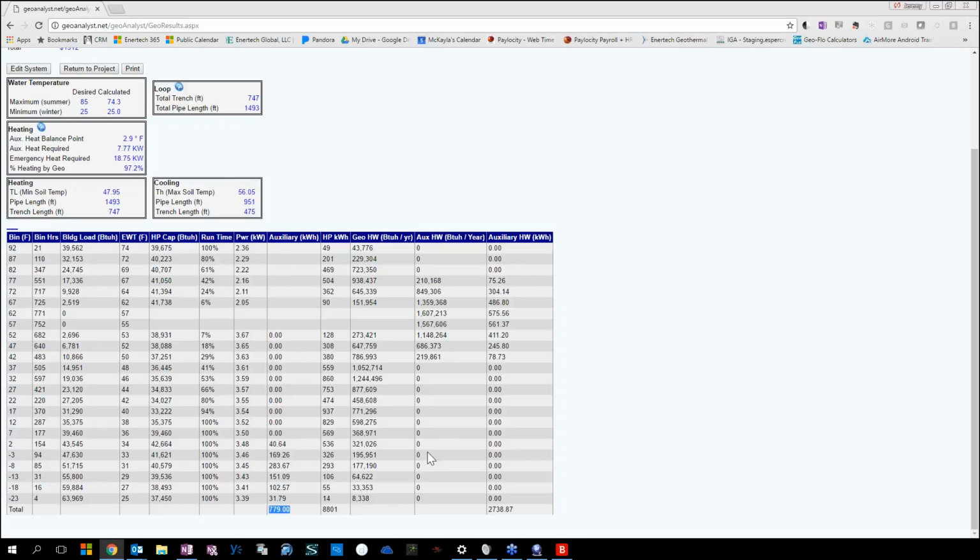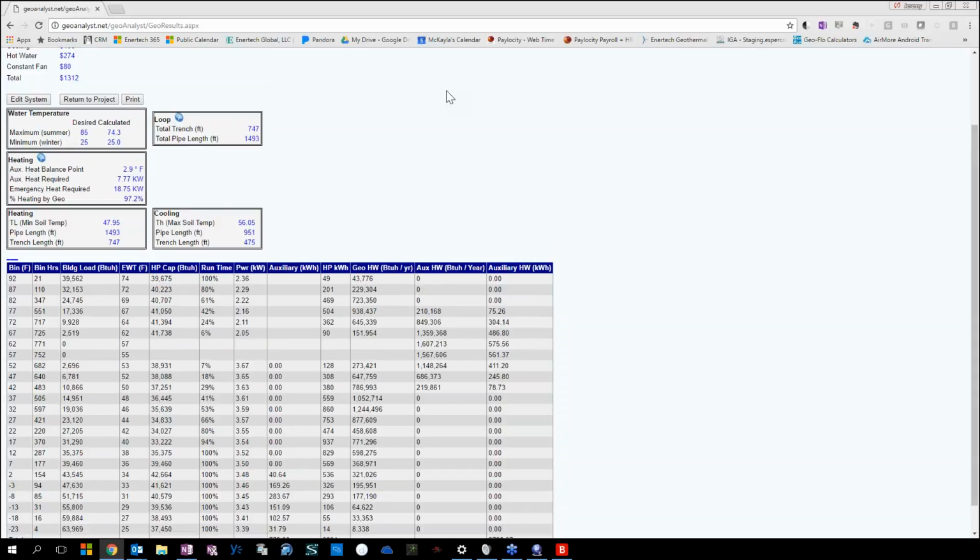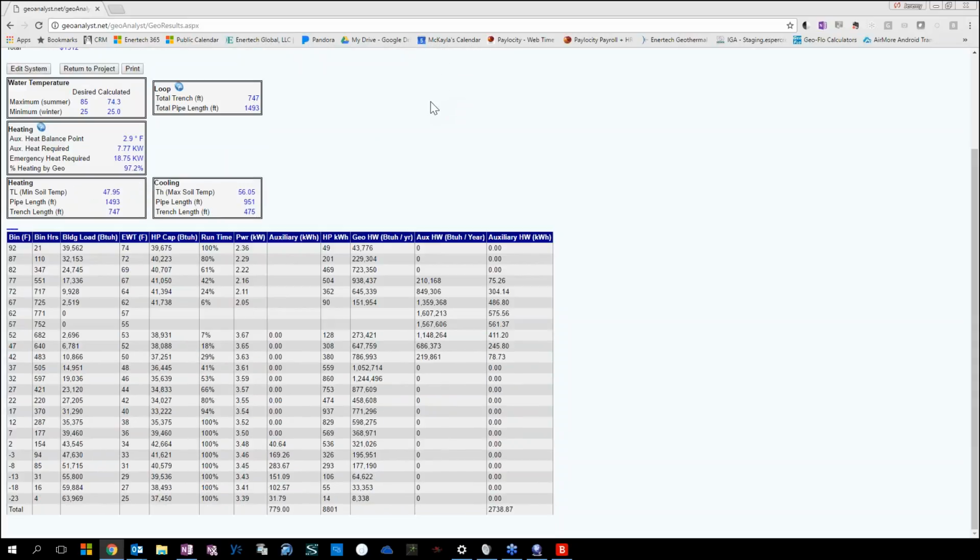How many kilowatts a year do I spend on electric heat? 779. So if it's 779 kilowatts and I'm paying 10 cents a kilowatt, I'm actually only spending $77 or $78 on electric heat with this 4-ton example. Keep that in mind. $78. I'm going to write that down as well. $78 aux heat. So I'm going to go back to the project page.